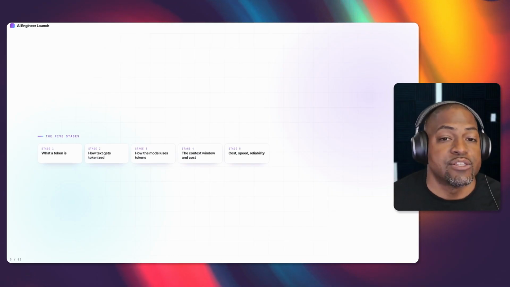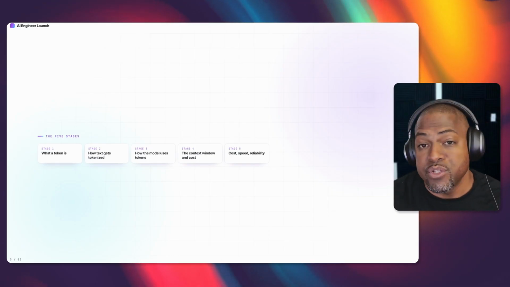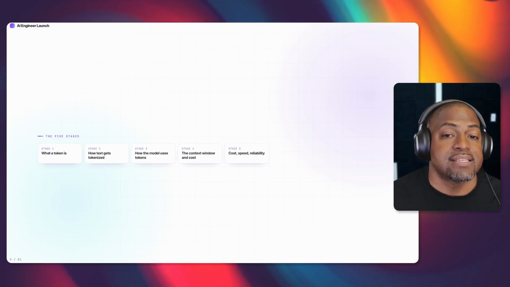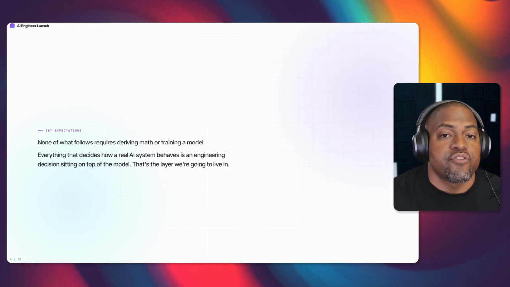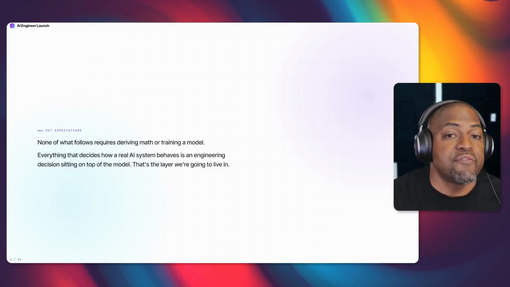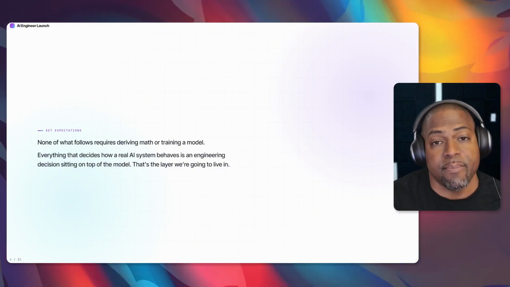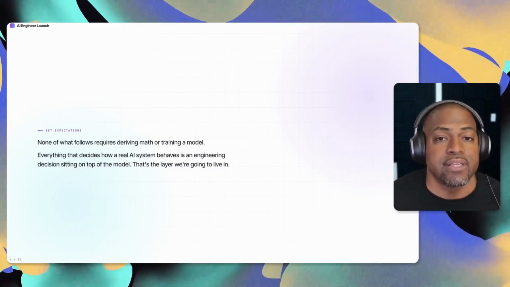Stage 1, what a token is. Stage 2, how text gets tokenized. Stage 3, how the model uses tokens. Stage 4, the context window and cost. Stage 5, cost, speed, reliability. None of this requires deriving math or training a model. Everything that decides how a real AI system behaves is an engineering decision sitting on top of the model. That's the layer we're going to live in.